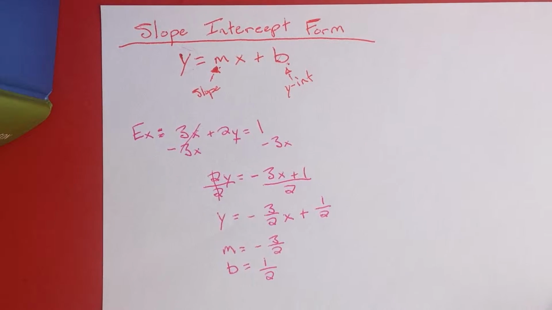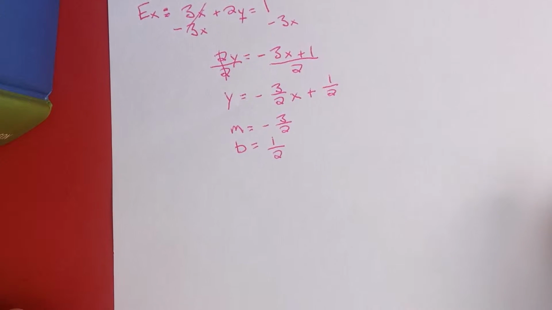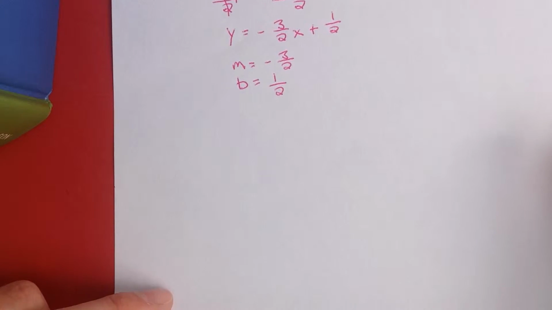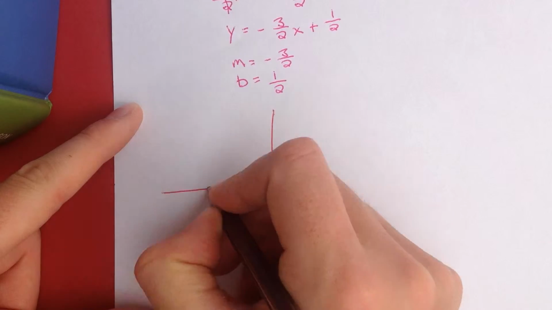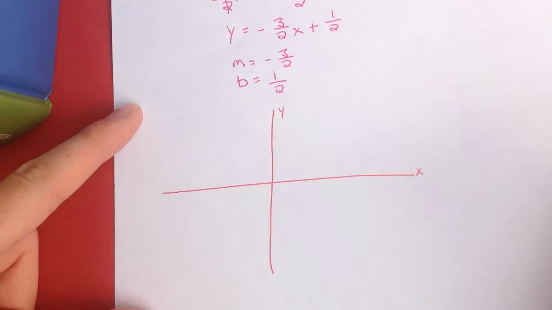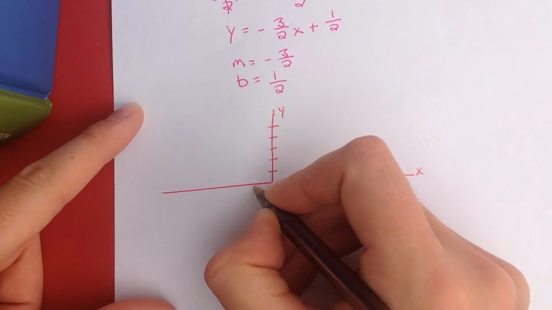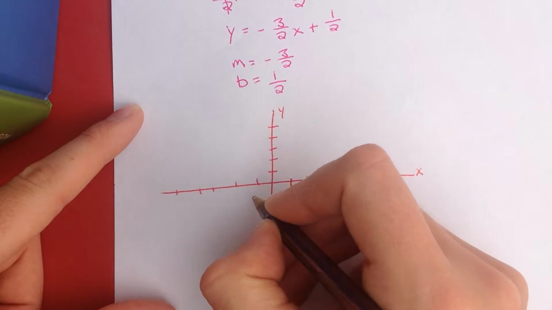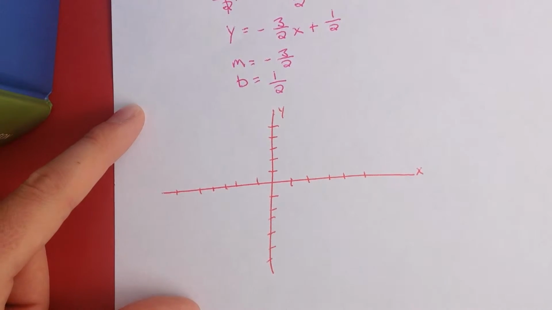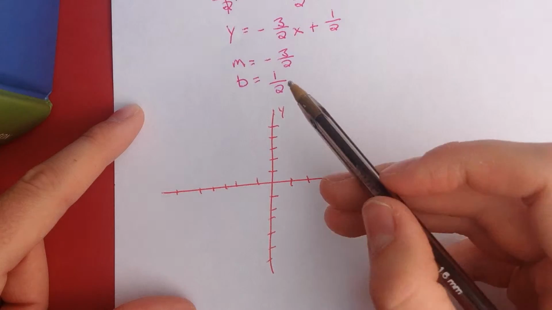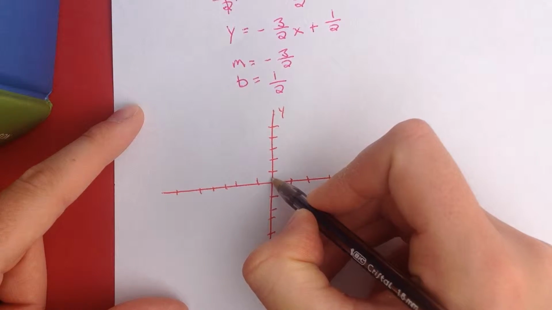So now let's say we have it in slope-intercept form and we want to produce a graph of it. So this is our slope-intercept form line, and I want to graph it on my xy coordinate plane. The first thing we do is graph that y-intercept, because the intercept tells us where it crosses the y-axis. So we locate the y-intercept on the y-axis. It being 1/2, we come up 1/2.